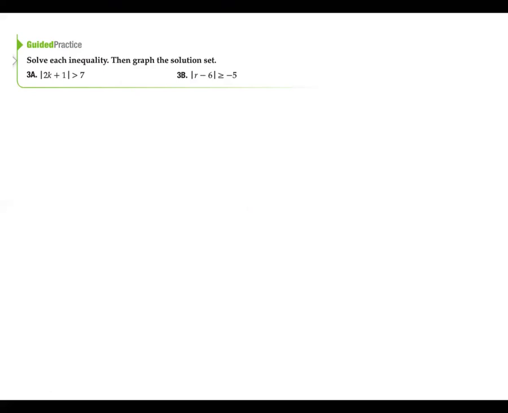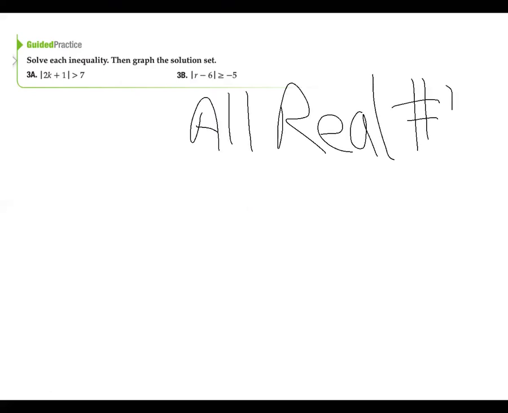In other words, they're non-negative. And all non-negative numbers, like 0 or any positives, are all greater than any negative number. So this would be all real numbers. Pretty cool. You really don't have to do any work for those.